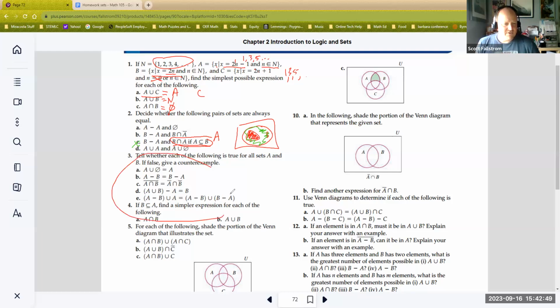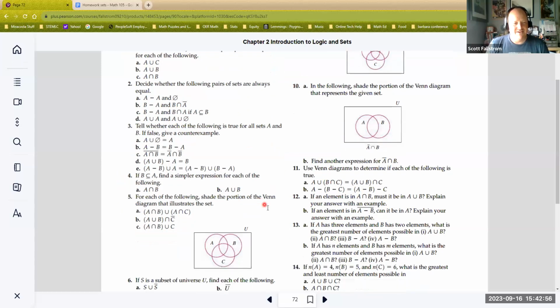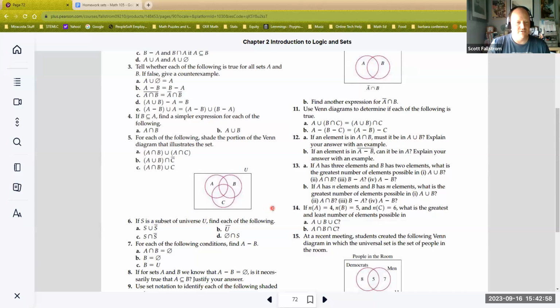Some of them will ask you for a counterexample, like here. If it's false, give a counterexample. All you have to do for a counterexample is build a single set example. To demonstrate that, if you were doing part B and a student says A set difference B is equal to B set difference A, you would say, okay, let's take a look. I'll say that set A is the set 1, 5, 9, and B is the set 3, 4, 5.